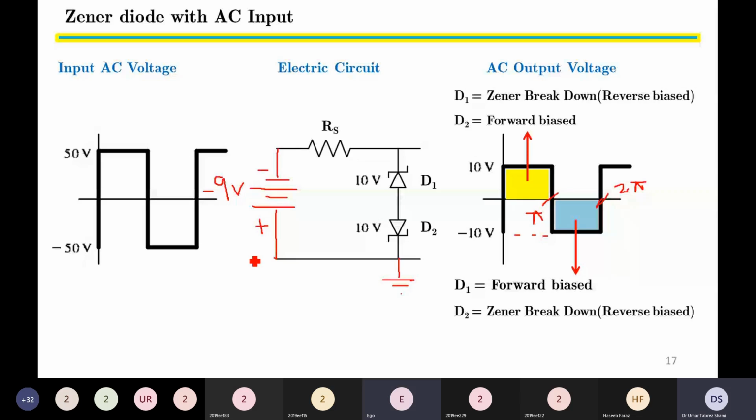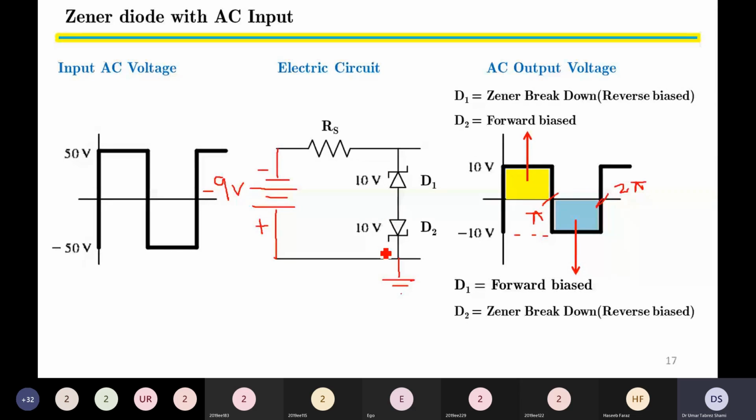So by looking at the phase of the circuit, D1 should be forward biased, whereas D2 should be reverse biased. Why am I saying this? Because if current flows, then current will support the direction of D1, but current will be opposed by the direction of D2. For this reason, I'm saying that D1 will be forward biased, D2 will be reverse biased.